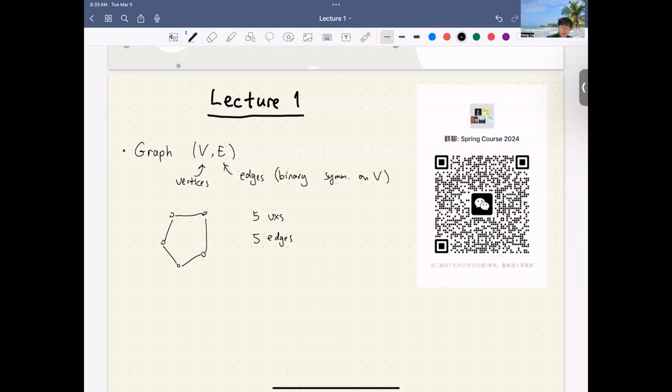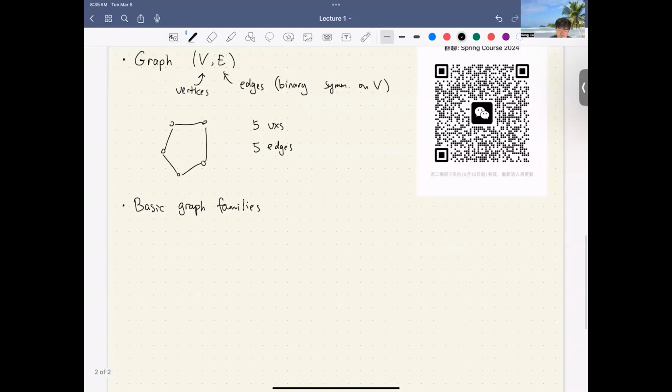Let's start by recalling some basic graph families that will be studied and will be useful. Perhaps the most basic family is the path. This graph, as the name indicates, just looks like a path. You have vertices lined up in a linear order, and you only have an edge between 2 consecutive vertices on this order. And the next, perhaps most basic one, is a cycle.